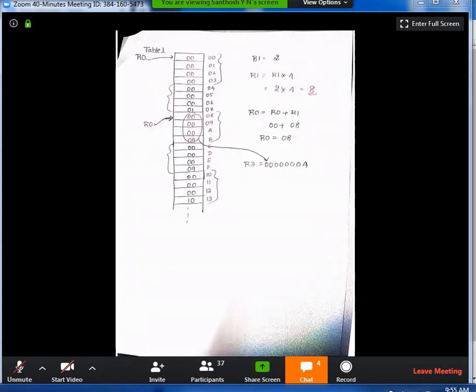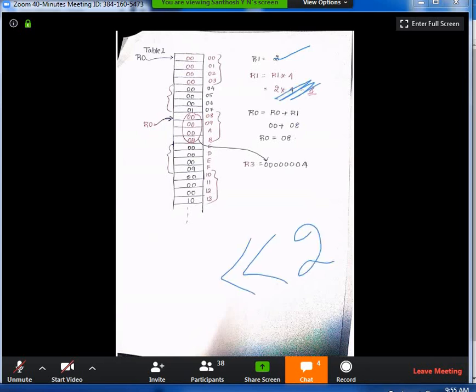So that's what I have written here. R1 contents is already 2, so that 2 is multiplied with 4 because you are performing the left shift by 2, which is equal to multiplication with 4. So that's why I have multiplied 2 into 4. So the new contents of R1 is what? 8. So the new contents of R1 is 8.